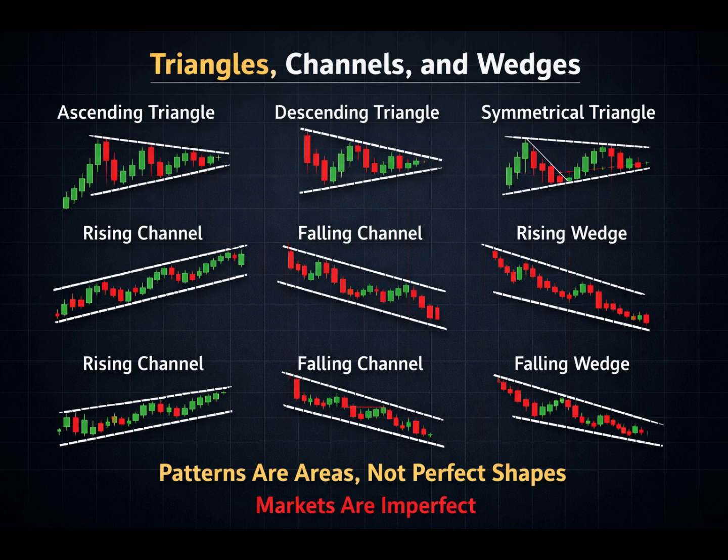We also use triangles, channels, and wedges as part of our strategy. These patterns come in multiple variations, including ascending, descending, and symmetrical triangles, rising and falling channels, and rising and falling wedges. One of the most important things to understand is that patterns are areas, not perfect shapes. Markets are imperfect, and if you wait for picture-perfect textbook patterns, you'll miss most high-quality trades.